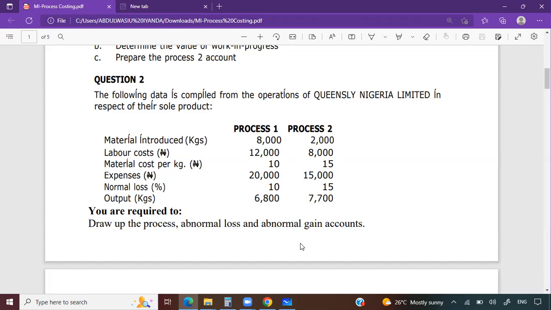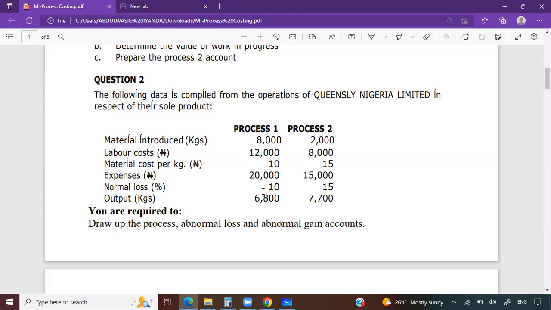If you remember during the previous class, we looked at the terms in process cost. We talk about what we say normal loss, from the word normal. Look at this question now. How much material do we introduce? We introduce 8,000 kg.